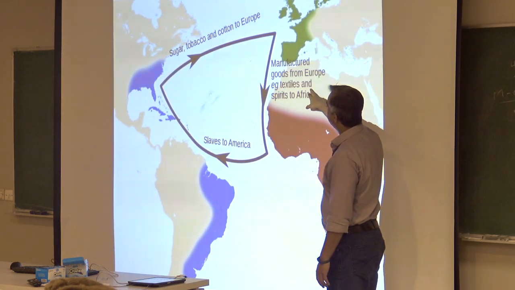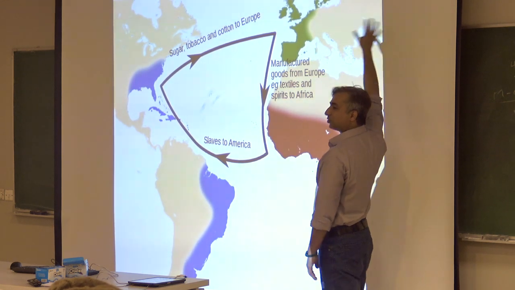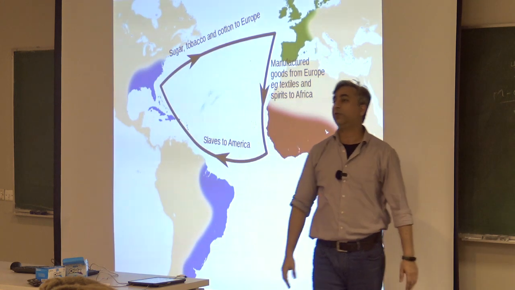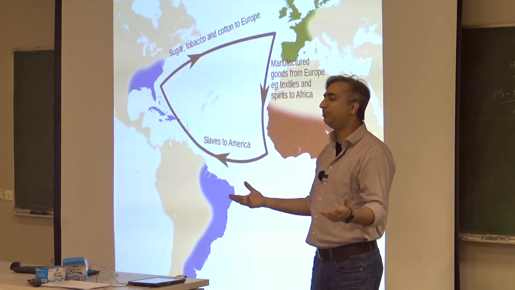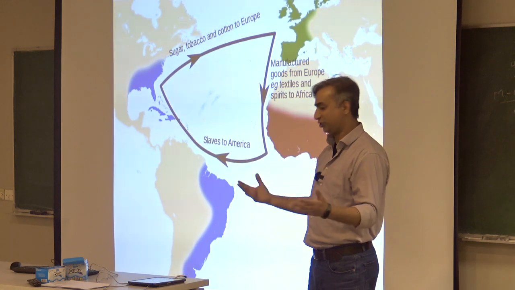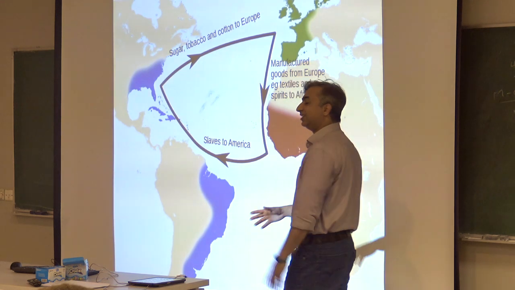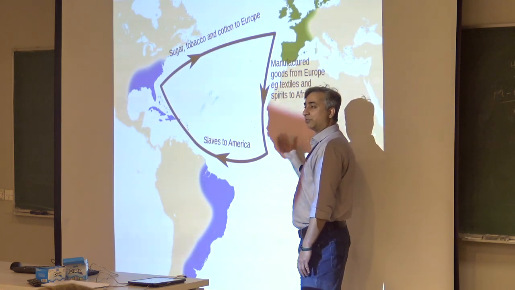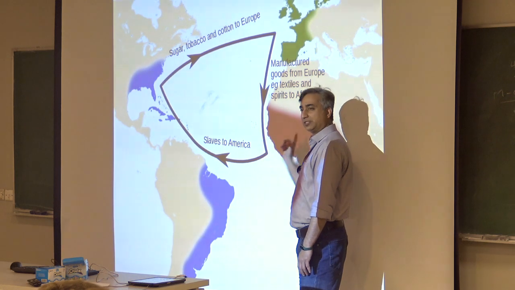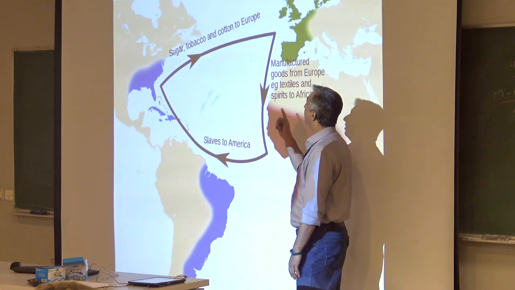Manufactured goods from Europe, for example textiles and spirits, would come back to Africa, would go to India, would go to China, would go to every market all over the world. So this was a triangle through which the Europeans became fabulously, fabulously rich. It was all based on slavery. All the big cities of Europe are based around this trade of the slave trade and the production that the slaves did and sent back.